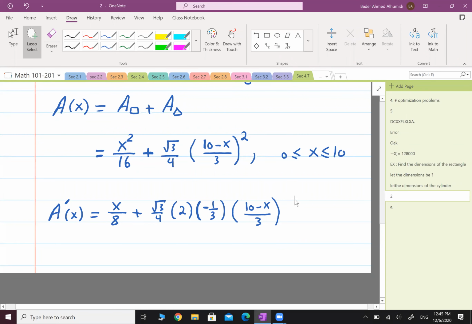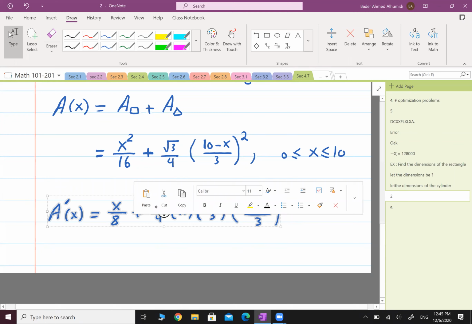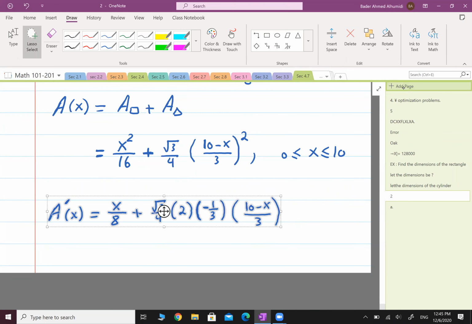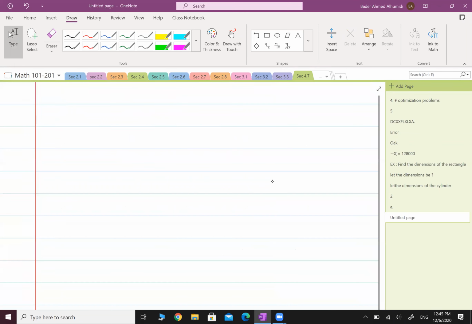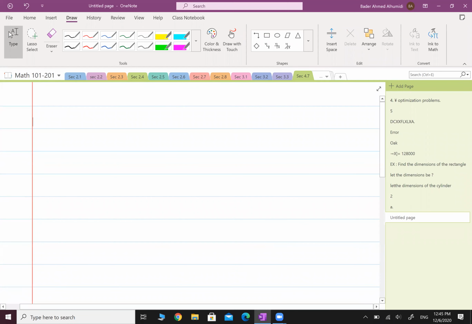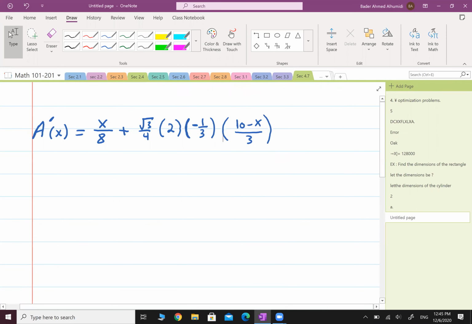Okay, I will try to set this equal to 0, but after taking it to the next page. I have to write it here somewhere. Good.